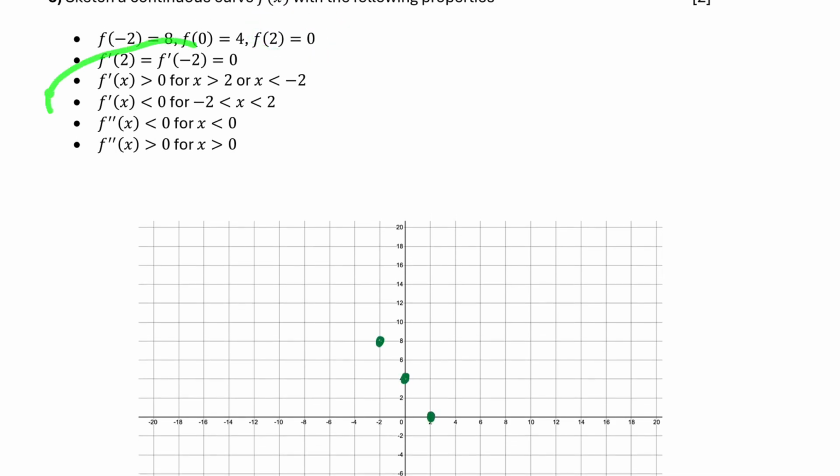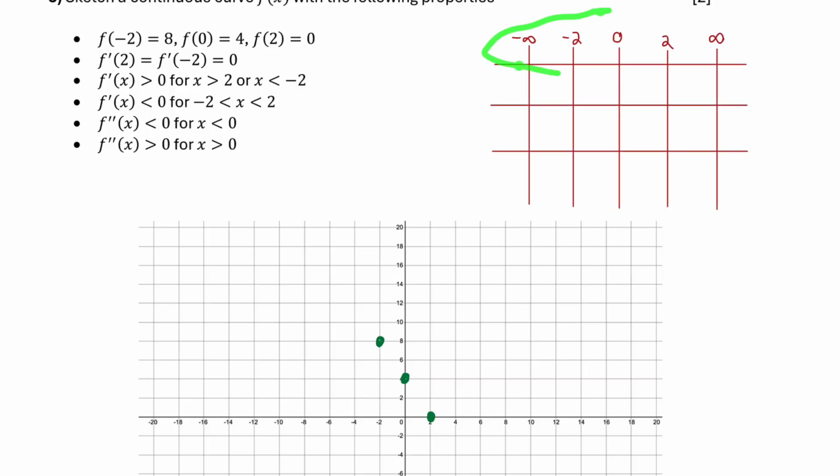And the next 5 bullet points give me information about both the first and second derivative. It tells me when x is both 2 and negative 2, the first derivative is 0, so the slope of the function is going to be 0 at both 2 and negative 2. And the last 4 bullet points give me intervals over which the first and second derivative are either positive or negative. I notice the dividing points of the intervals are going to be 2, negative 2, and 0. Those are the places that either the first or second derivative are changing signs. So I'll make a number line that has those values as dividing points.